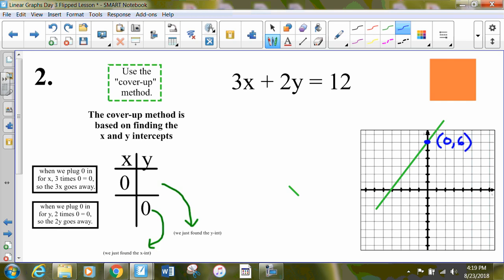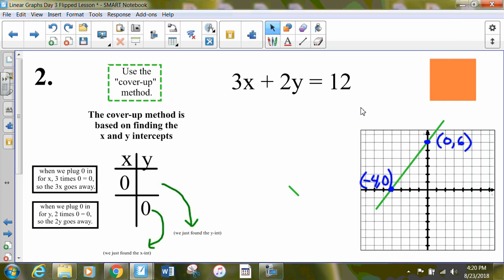And this would be 1, 2, 3, 4. This would be the x-intercept. We would informally say -4 is our x-intercept. But if we were going to formally name the point, it would be -4, 0. Okay? Now, because lines have x-intercepts and y-intercepts, we can use the cover-up method to kind of shorten the work that we had to do in the same problem but the slide before.